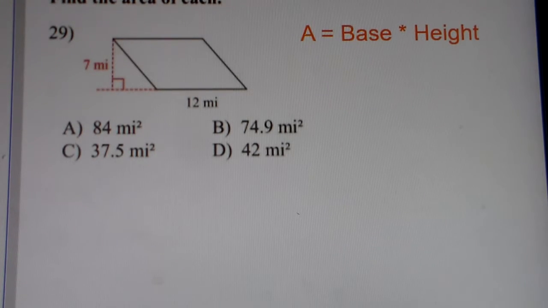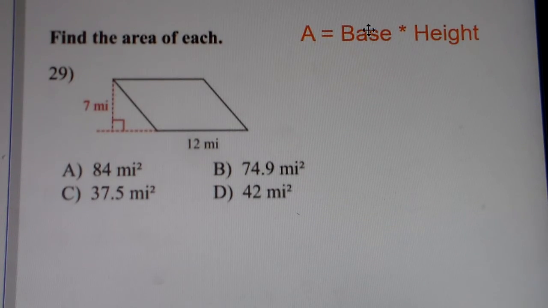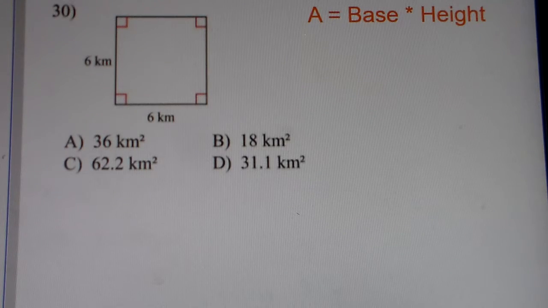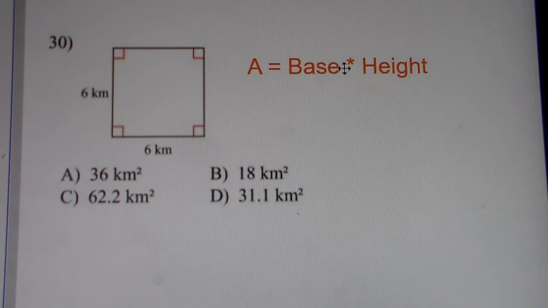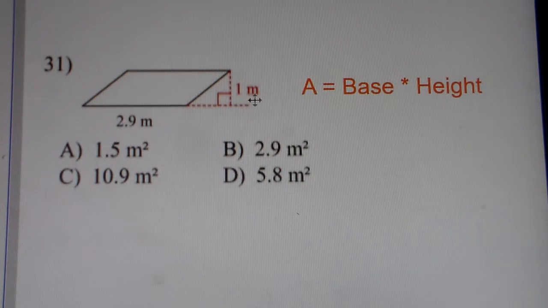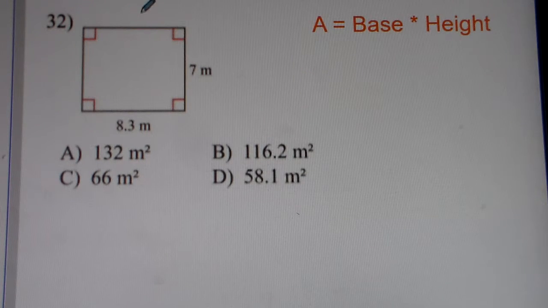Number 29. The area of any polygon is just base times height. So 12 times 7. You type that into the calculator. We get 84. That's 7 times 12, get you 84. Hey, you know what? Area of a rectangle or a square is base times height. So 6 times 6 gets you 36. So that's how you get 36 for number 30. 31. 1 times 2.9 is just that, 2.9. So that's the answer to number 31.